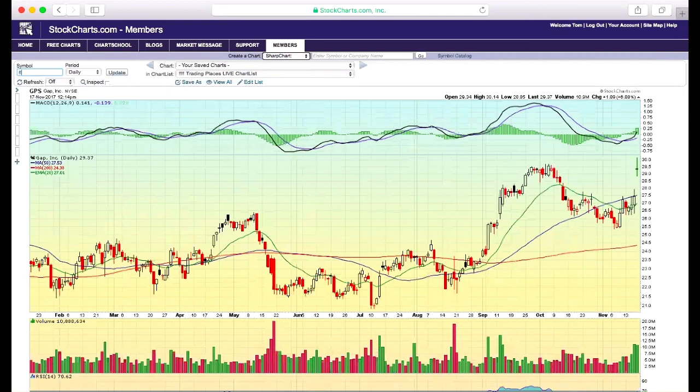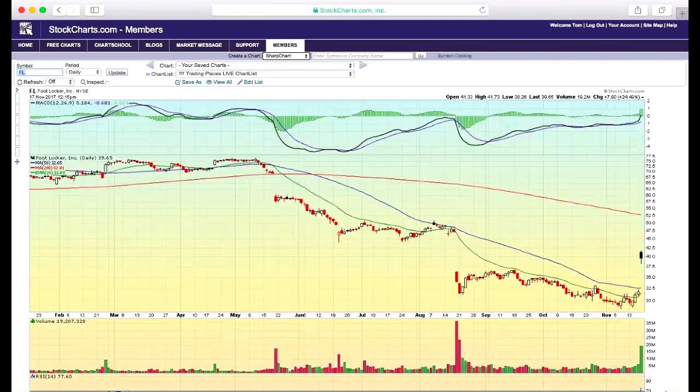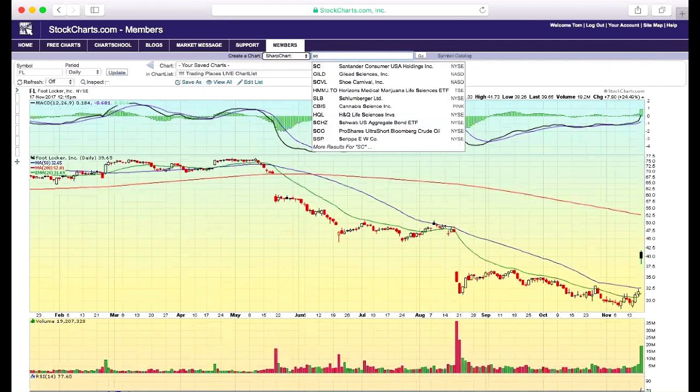And a couple of others real quick, Foot Locker, FL. You can see the gap here. This is one of those crapshoots with earnings. Take a look at the last two earnings reports on Foot Locker. This one dropped about 15%. This one dropped about 25%. But if you had the nerve to hold this time, you would have gained about 25%. So it just shows you the risk involved in holding some of these stocks overnight.